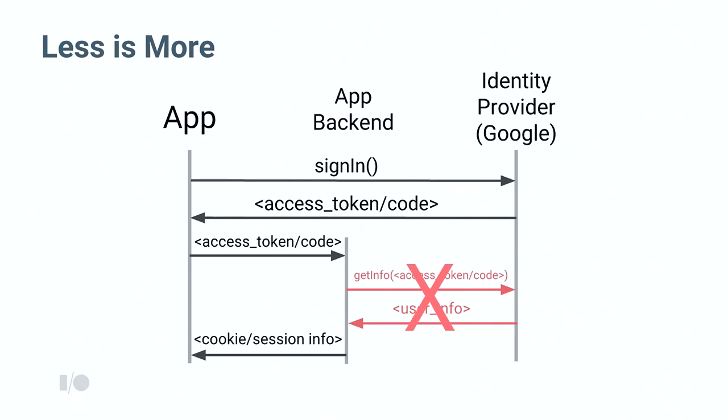So ID tokens are great because they help remove this entire middle stretch where we have to make a request to the get info endpoint, figure out what the information is, and return it. So let's take a look at what the ID token flow looks like.